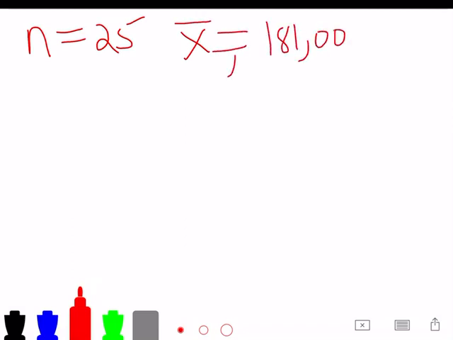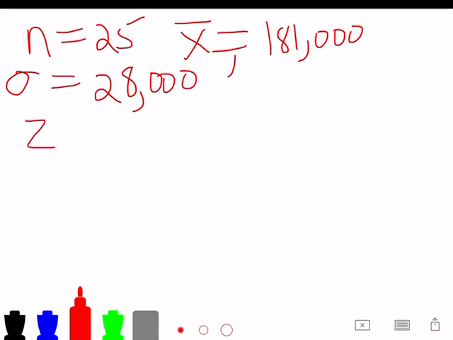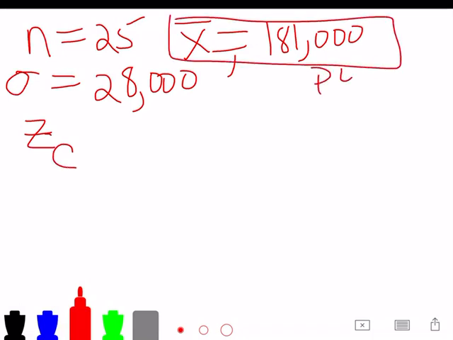Let's just write what we know so far. n equals 25. Sample mean equals 181,000. And the population standard deviation is 28,000. Because I know that, I'm going to use a z distribution, and I'm going to want to find z sub c. Just remember, this is also called your point estimate, which I'll be using later on to construct my interval. If I ask you that question anywhere, it's not hard. It's the sample mean. Remember, we're predicting where the population mean is going to be.